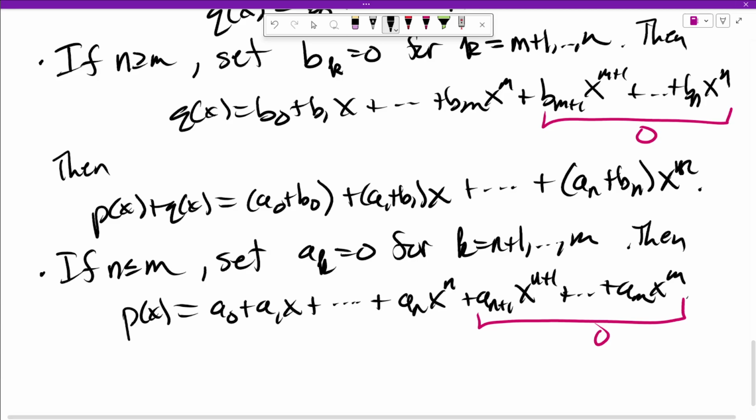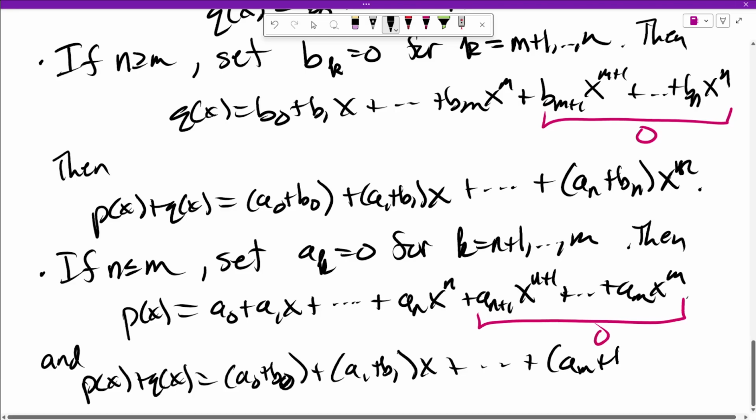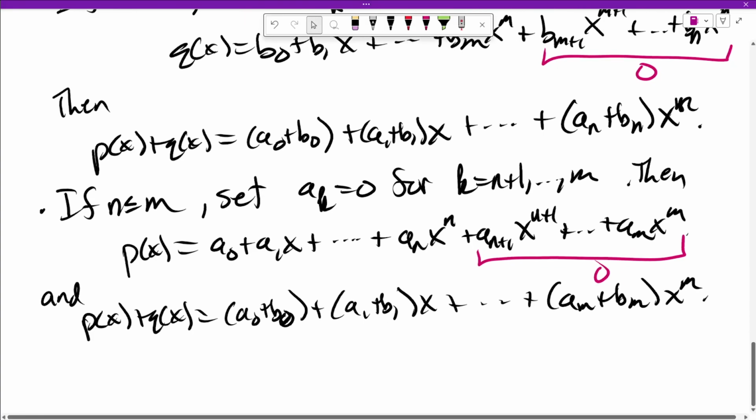So then we have this, and we define p of x plus q of x as the similar thing. We combine like terms. So a0 plus b0, a1 plus b1, all the way up to, in this case, am plus bm, because m was the bigger of the two in this case. All right, so this is how we define our addition.